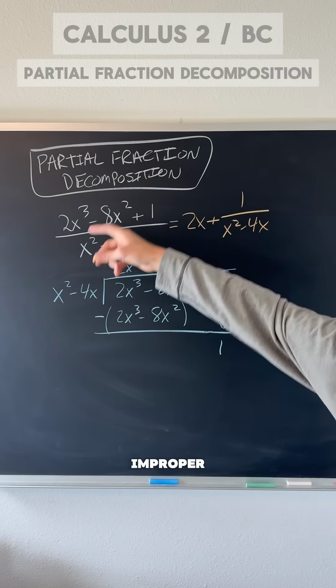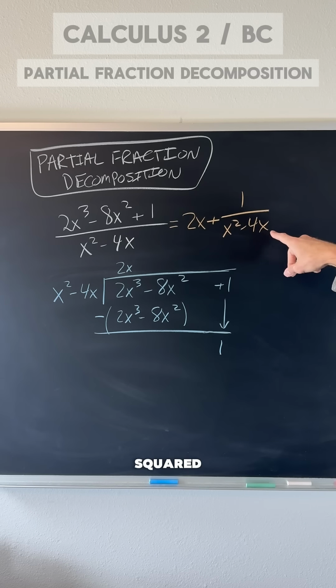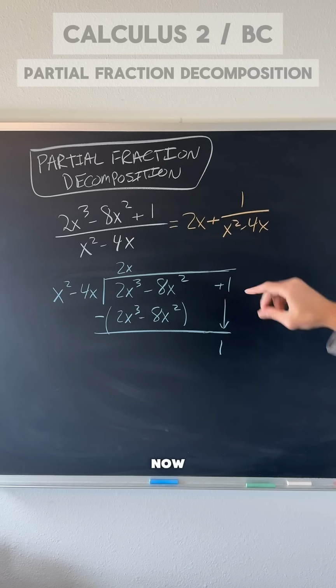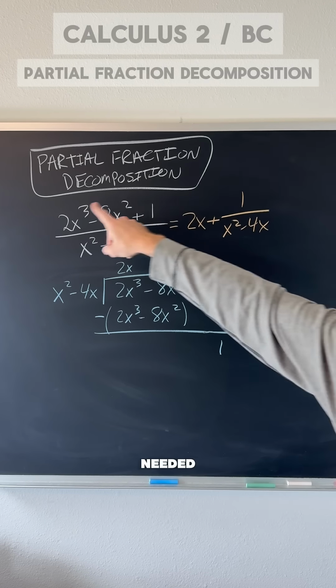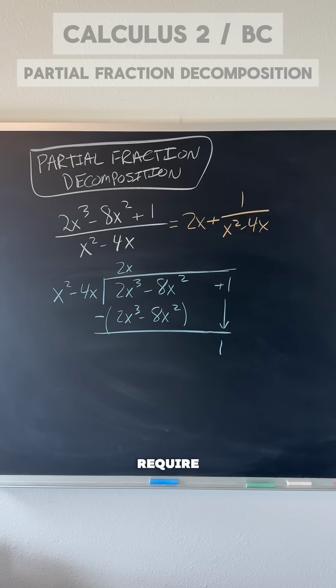Therefore, we rewrite our improper rational function as 2x plus the remainder 1 over x squared minus 4x, because remember, the 1 could not be divided out. This now is a proper rational function, and we could go ahead and integrate this if we needed to integrate this from the start. 2x would be easy to integrate. This would require us to just do a partial fraction decomposition.